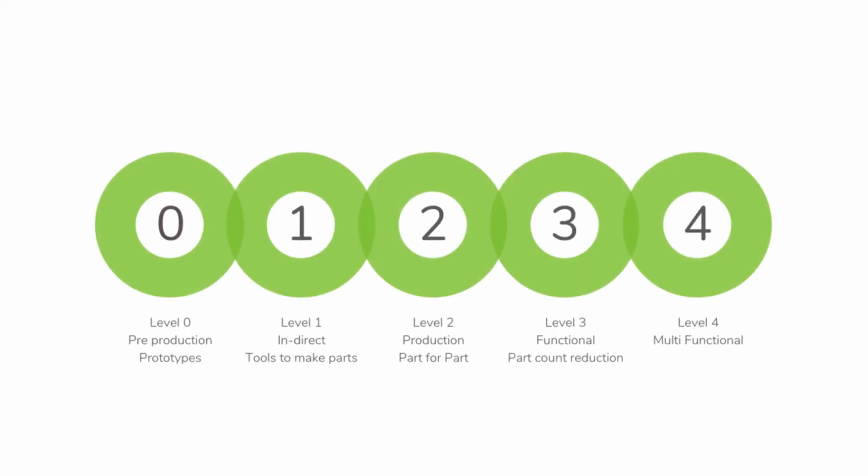And they talk about the different levels of complexity. They've got 5 levels, so I'm just going to briefly discuss each of them and show where the opportunities are. The first one they call level 0 because it's pre-production. It's not proper manufacturing yet. And that's for prototyping.